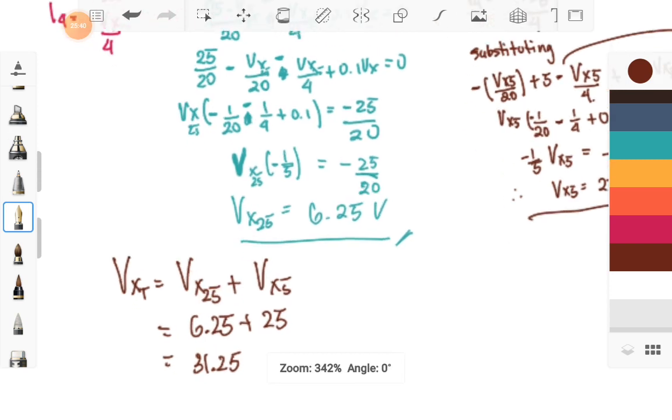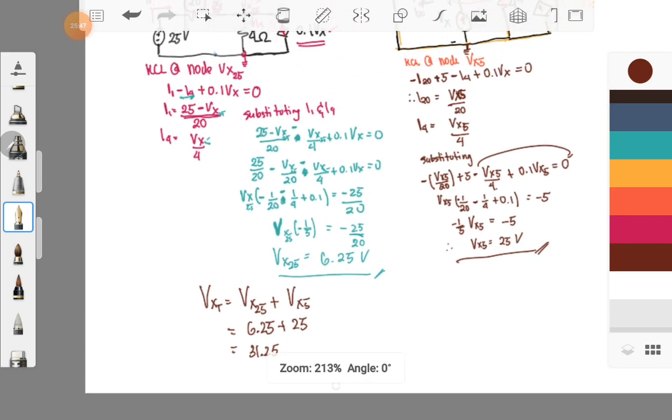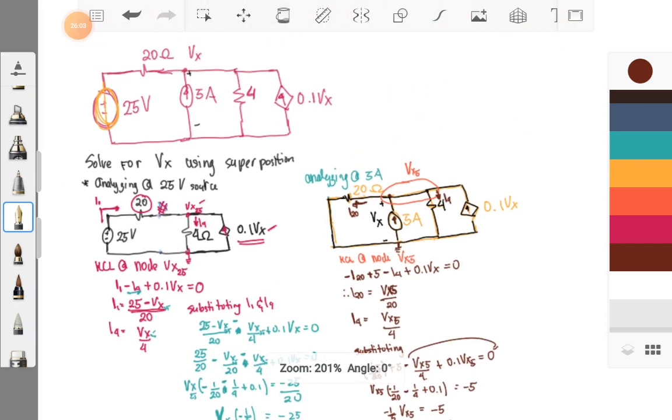Nodal analysis or mesh analysis is easier because you are dealing with DC circuits. But if you have different frequencies, the suggested or best solution will be superposition. So this is 31.25 volts.